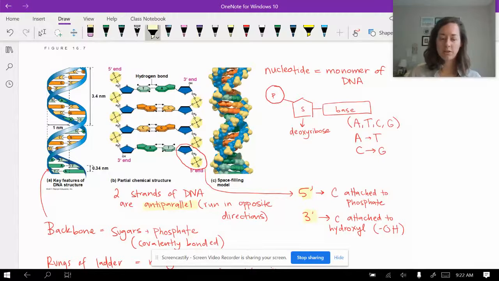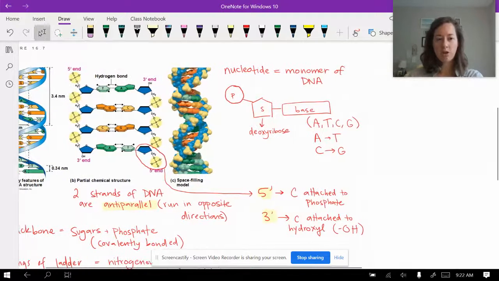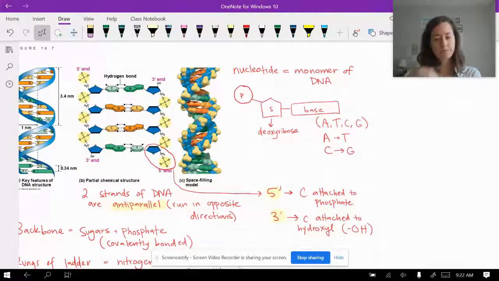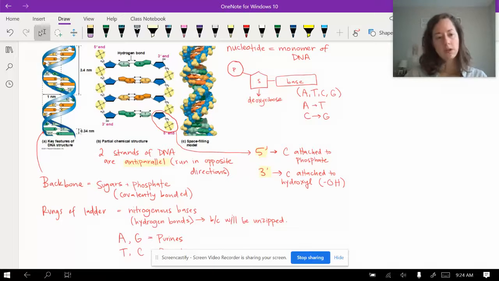If we break down these monomers all the way, they're called nucleotides. I drew in this little picture a base that's just a rectangle. But obviously they are either purines or pyrimidines, so they're a little bit different depending on what they are. The sugar, though, is always deoxyribose. It's a 5 carbon sugar. And then, of course, that 5 prime carbon is attached to the phosphate group. And that is the structure of DNA.